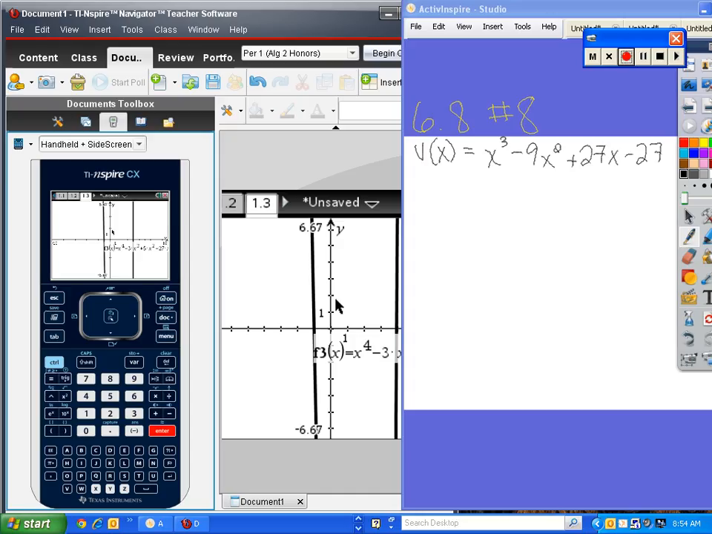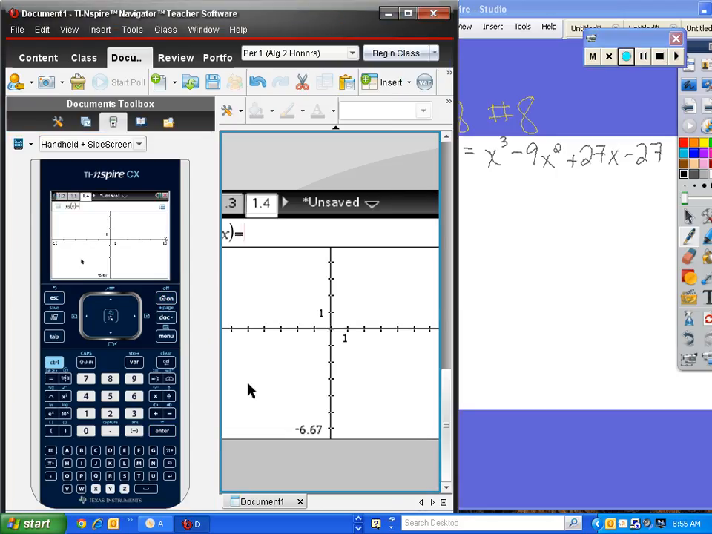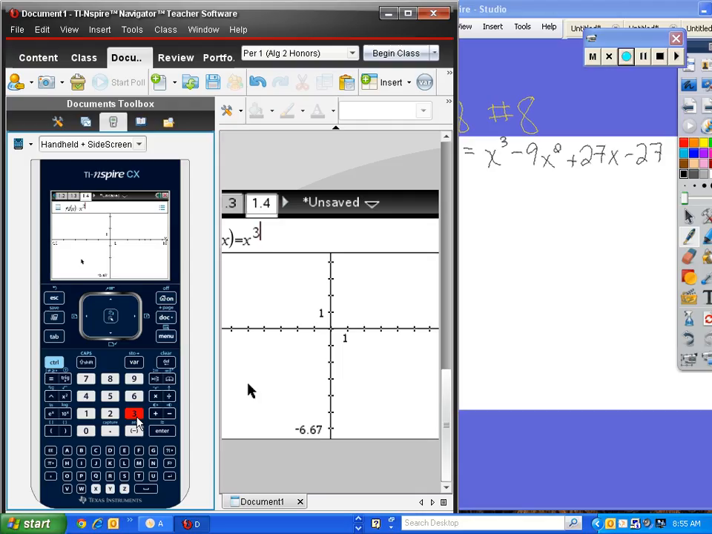Okay, so here's our initial function. So we're going to first plug this into our calculator. So I come over here, I go to home, I'm going to do a graph, and I need to enter in that function that I have up there. So I've got x to the third. Now when you have your cursor up in the exponent, you have to hit the right arrow key to take it out of the exponent. Minus 9 plus 27x minus 27.